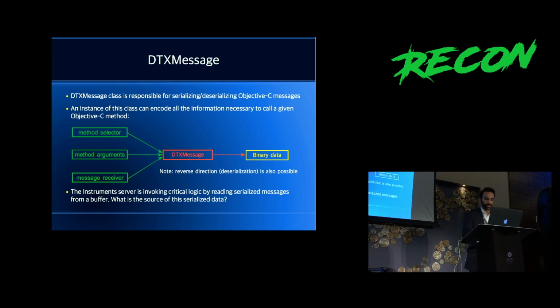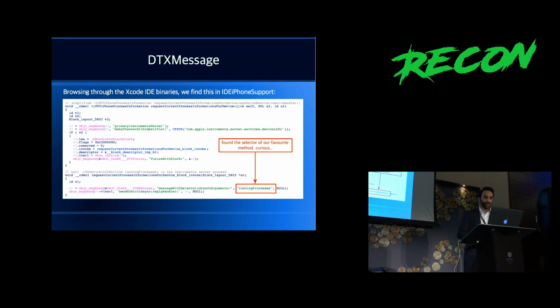And this is exactly how the instrument server is invoking critical logic. It reads serialized messages from a buffer, and then parses them, and then performs the invocation. So now the question is, who is doing the serialization? Where are these serialized bytes coming from? So this all starts making a little bit more sense if we look at the binaries for the Xcode IDE. In there we find this interesting bit of code.